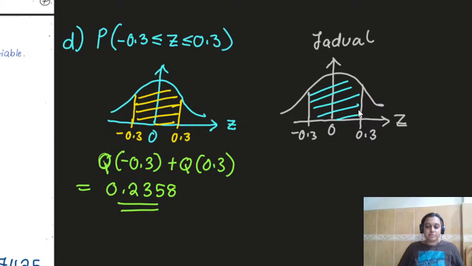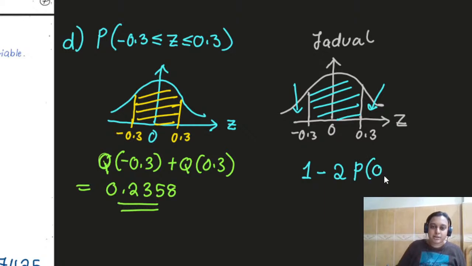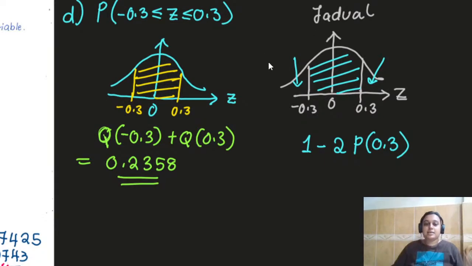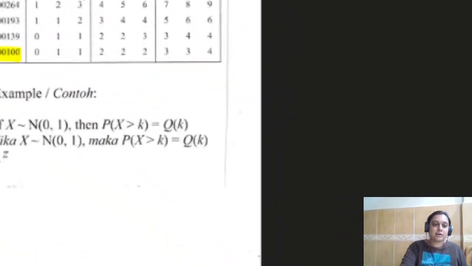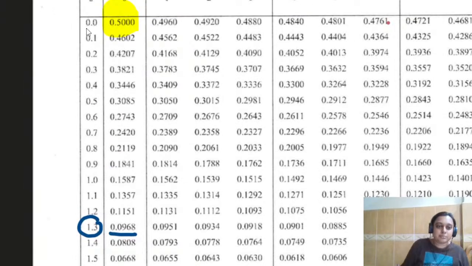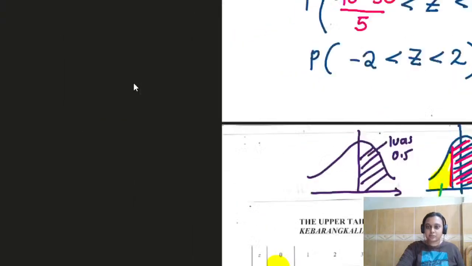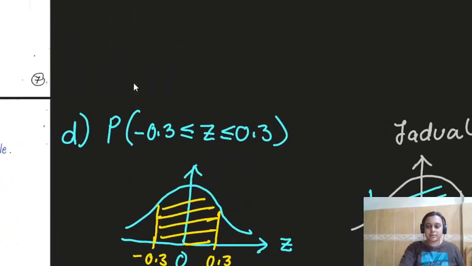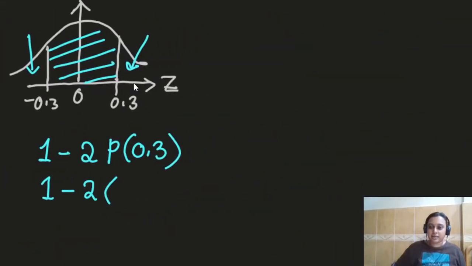Now, always remember, kalau dekat tengah, you must take satu tolak this part. These two not shaded parts we must tolak. Satu tolak 2 times probability of 0.3. Kenapa dua, teacher? Sebab kan ada dua part. So let's find what is 0.3 daripada jadual. Pergi kepada jadual, carilah 0.3 dekat tepi tu, find at the side here. Okay, we get 0.3821. Now go down back. Just masukkan the nilai there.